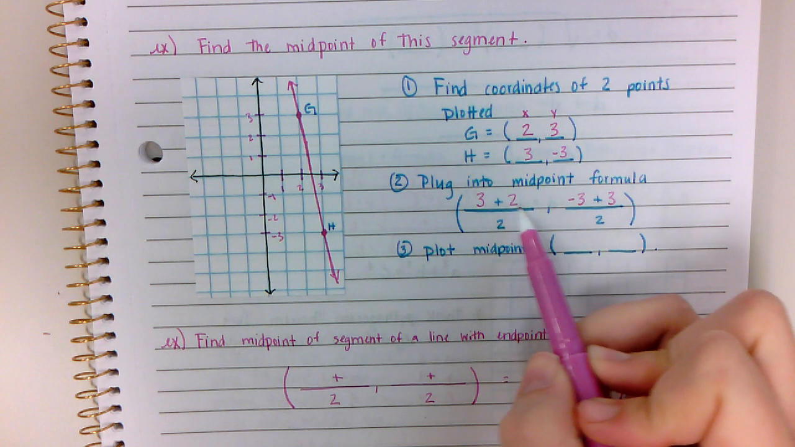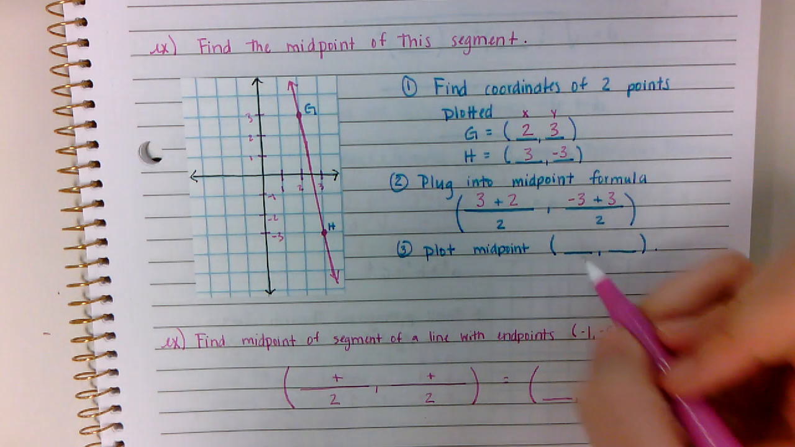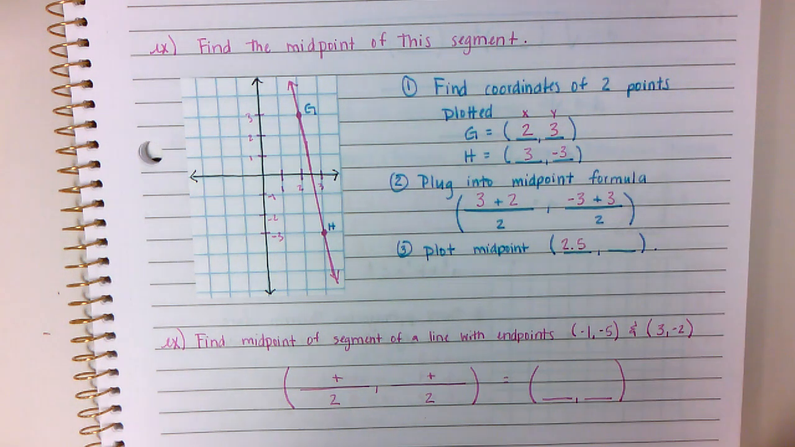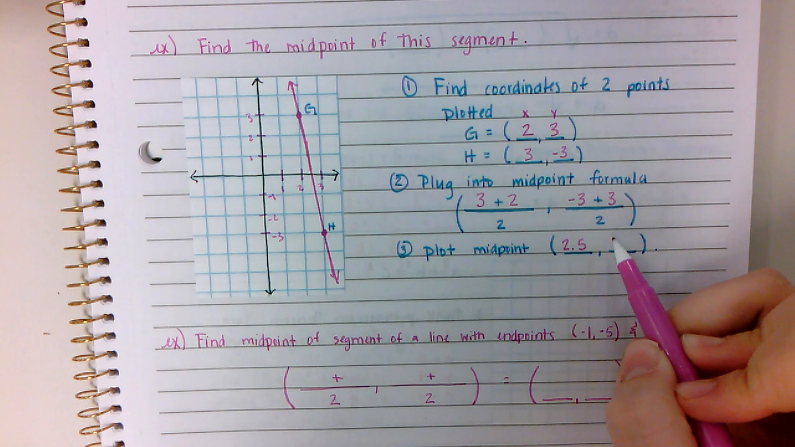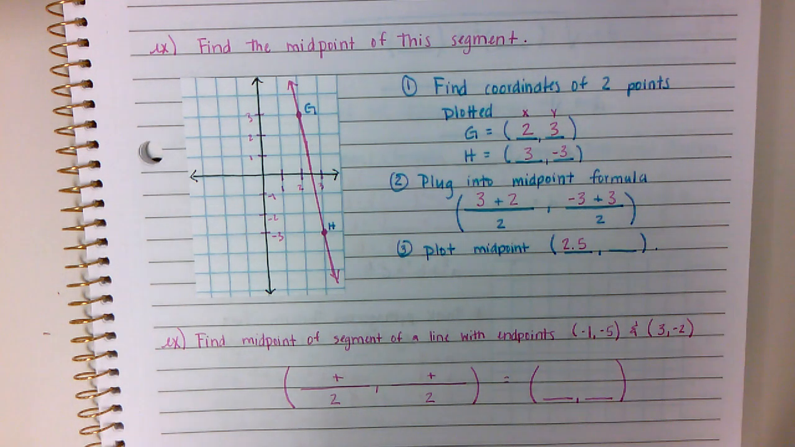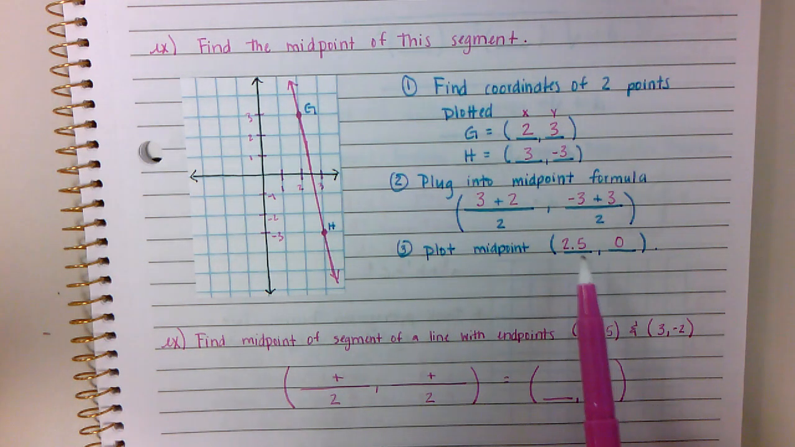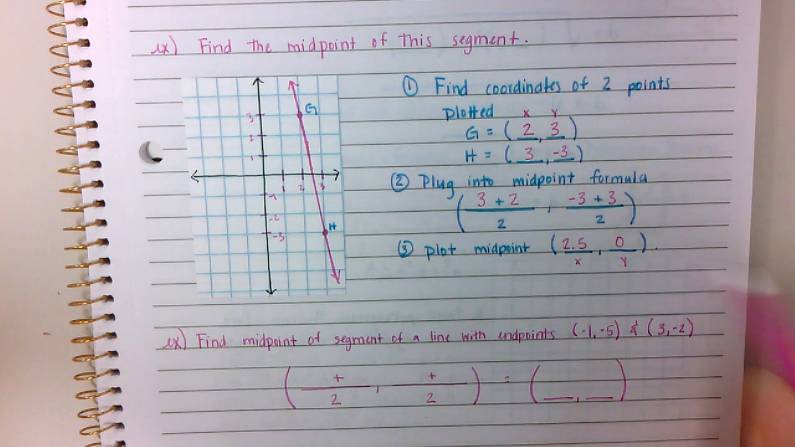So 3 plus 2 is 5, divided by 2 is 2.5. And again, if you need a calculator for this, please feel free to grab one. And then negative 3 plus 3 is 0. Divided by 2 is just 0. Nothing divided into more pieces is still just nothing, right? So that's 0. So if we look on this graph, this point, 2.5, 0, this is my x, this is my y, should be the middle.